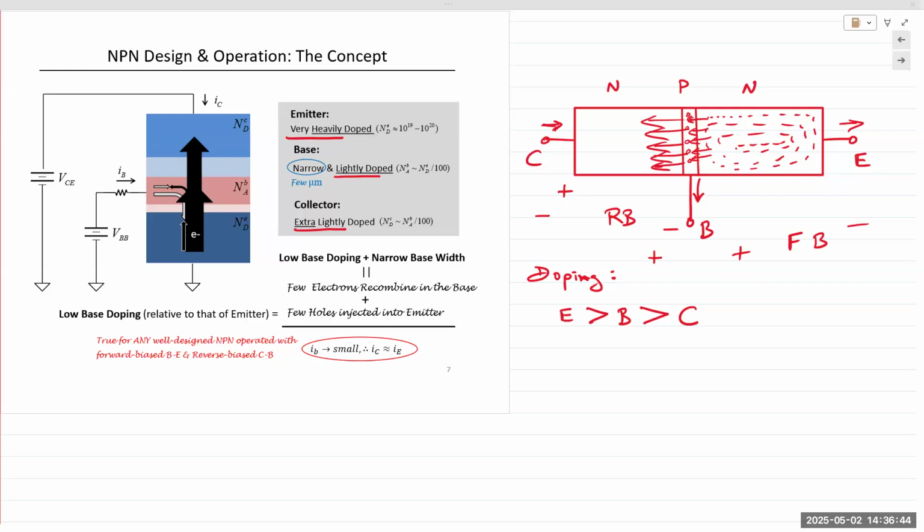And then we have the collector region. The collector terminal is the biggest of them all, and it has the least amount of doping compared to the base and the emitter. So going from the lowest doping level, we have the collector, then the base, and then the emitter at a very high level. And this uniqueness of the design and the doping profile is what makes the transistor work.